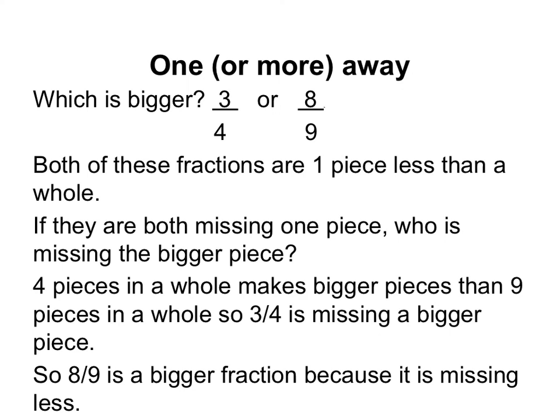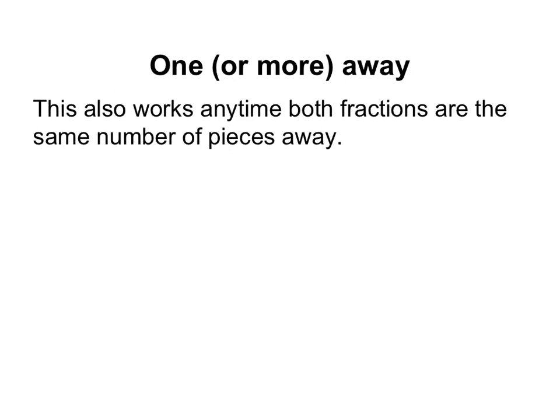Okay, so in this case, we're going below 1. We're one piece away from 1. So the bigger piece means we're further away from 1, which means we're smaller. Okay, one away also works anytime both fractions are the same number of pieces away. So the 2 examples I gave were 1 piece away. But if they were 2 pieces away, as long as they were both 2 pieces away, 3 pieces away, any number of pieces away.